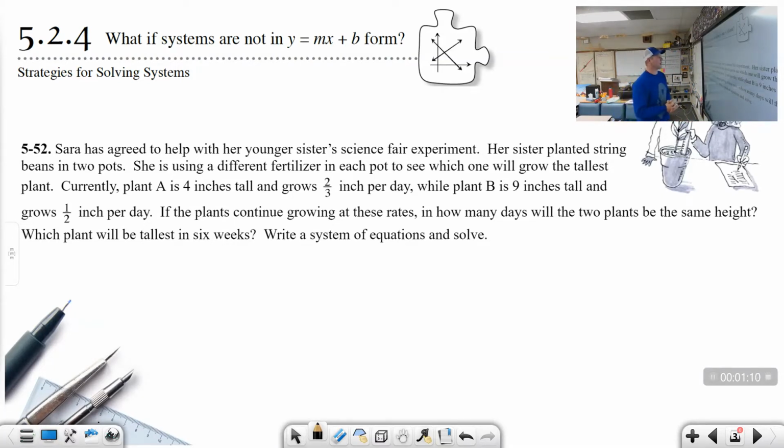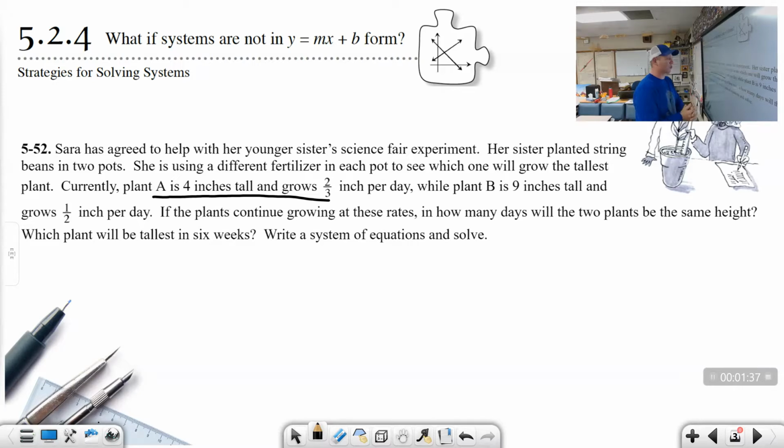Read the problem. Sarah has agreed to help with her younger sister's science fair experiment. Her sister planted string beans in 2 pots. She's using a different fertilizer in each pot to see which one will grow the tallest. Currently, plant A is 4 inches tall and grows 2/3 inch per day. That's the rule right there. In our problem, that gives us plant A rule. While plant B is 9 inches tall and grows 1/2 inch per day. That is plant B's rule.